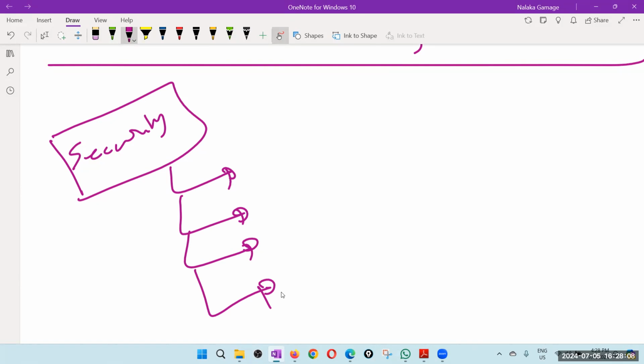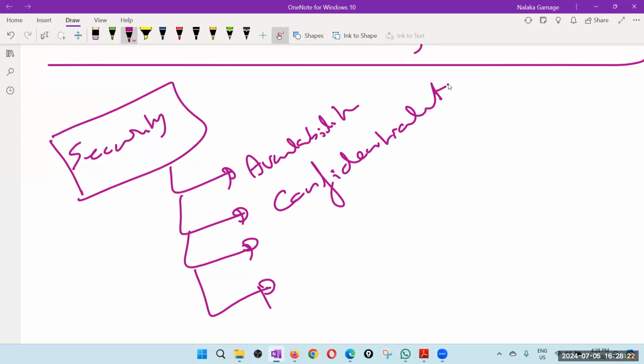What are the objectives of security? Availability. What else? Confidentiality. What else? Integrity. What is the last one? Anyone? Yes, integrity. What is the last one? Non-repudiation.